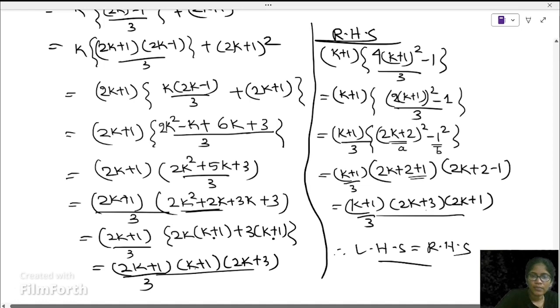Therefore, Pn is true for all n greater than or equal to 1.